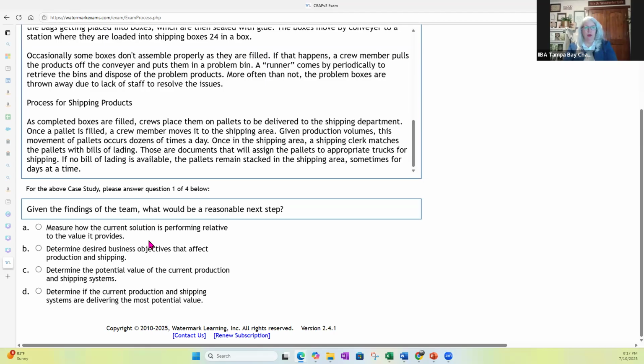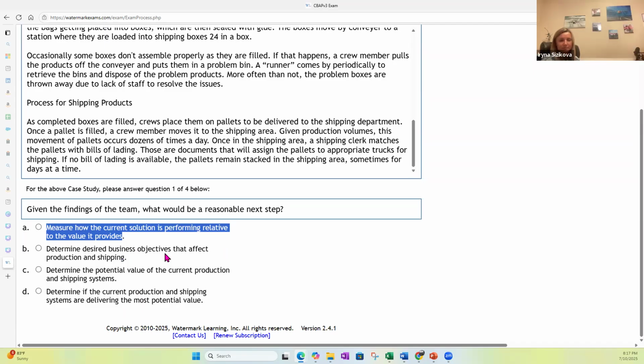Can we measure how it's performing relative to the value it provides without identifying its value? Right. So, no. I think we can eliminate that one. Are we going to ask about desired business objectives that affect business production and shipping? No commitment on that one. Okay, how about determining the potential value of the current production and shipping system?